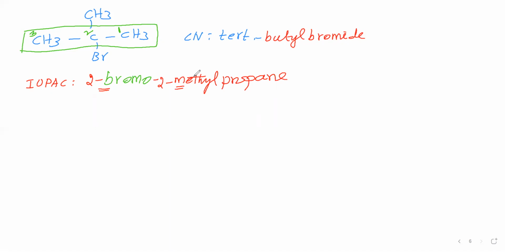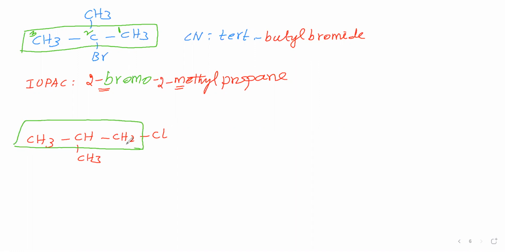Next compound we will take: CH3, CH, CH3, CH2, Cl. This compound we have taken. For this compound, let us select the parent chain. This parent chain contains 3 carbon atoms. Now the Cl comes as a prefix in the IUPAC name. Cl name we say as chloro.